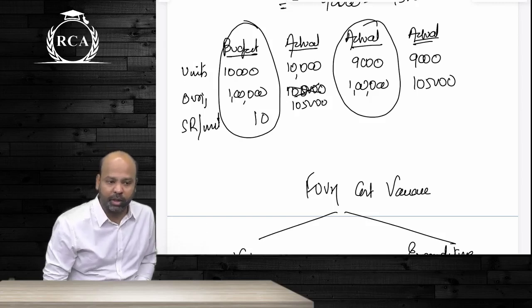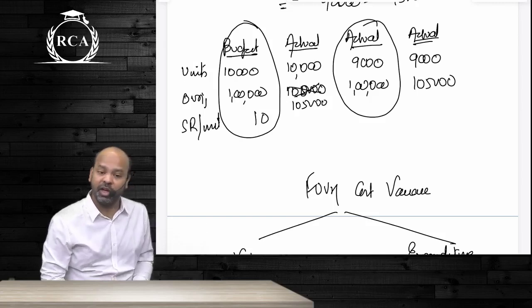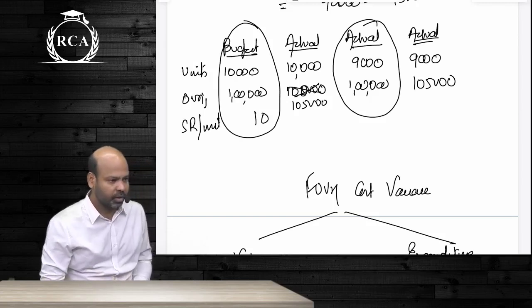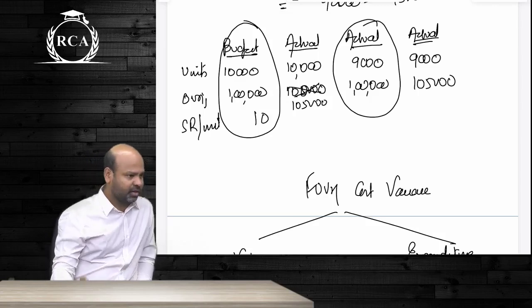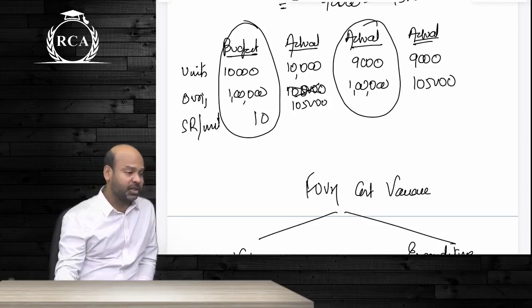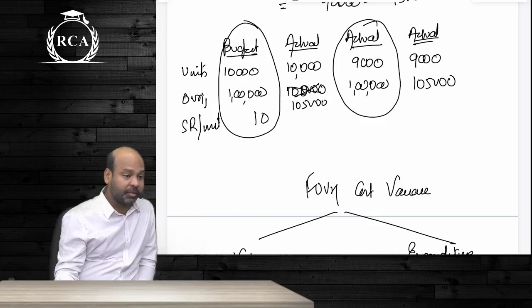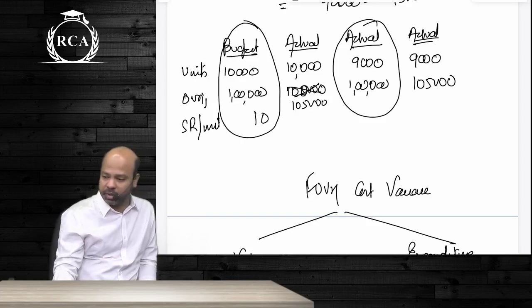Now one thing to be remembered, even if details of time are not given, we will be able to compute volume variance and expenditure variance. For both, time is not needed. Are we clear about this? How will you remember volume variance? Volume is absorbed minus budgeted, and then expenditure is budgeted minus actual. Are we clear about this?